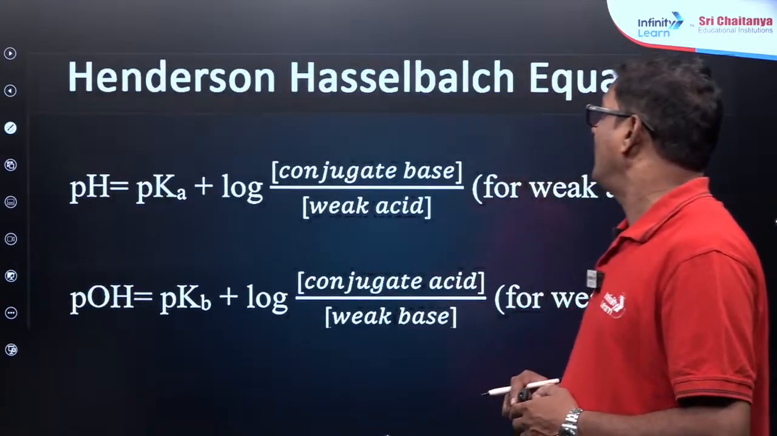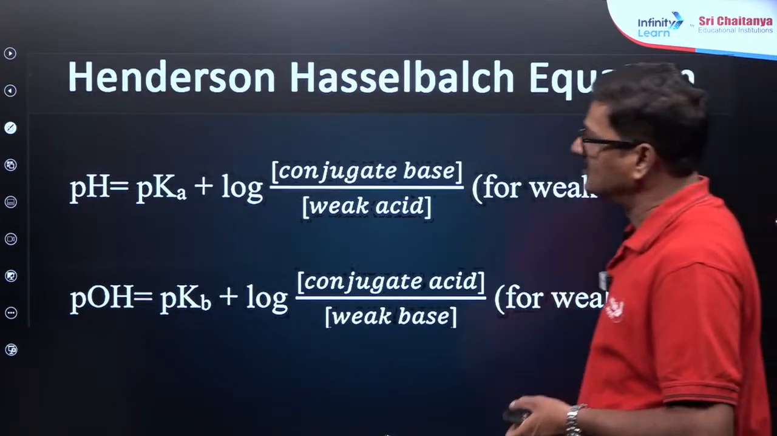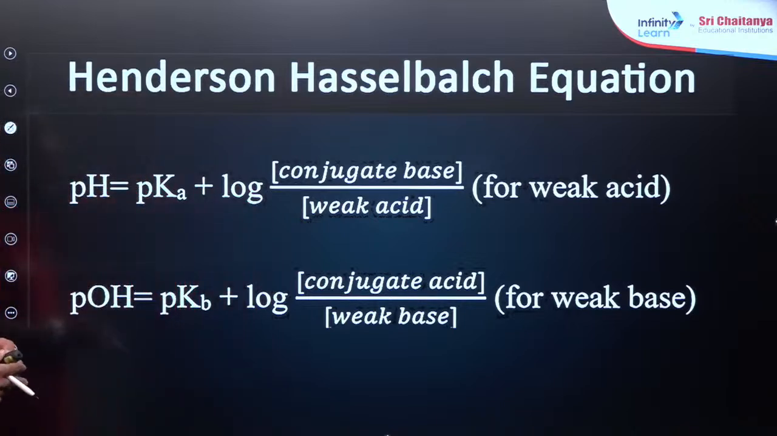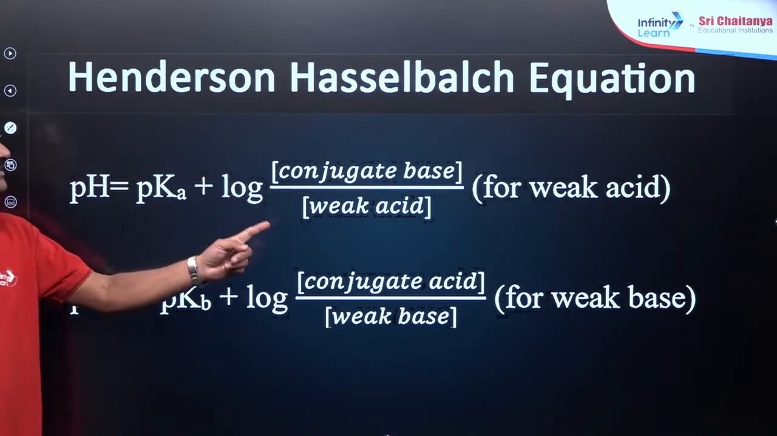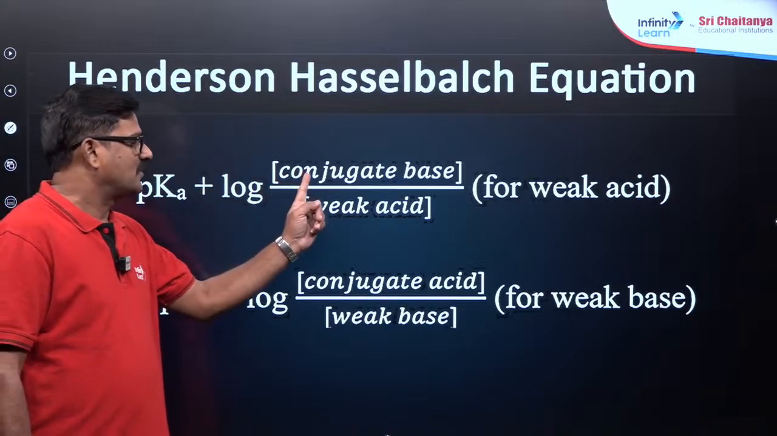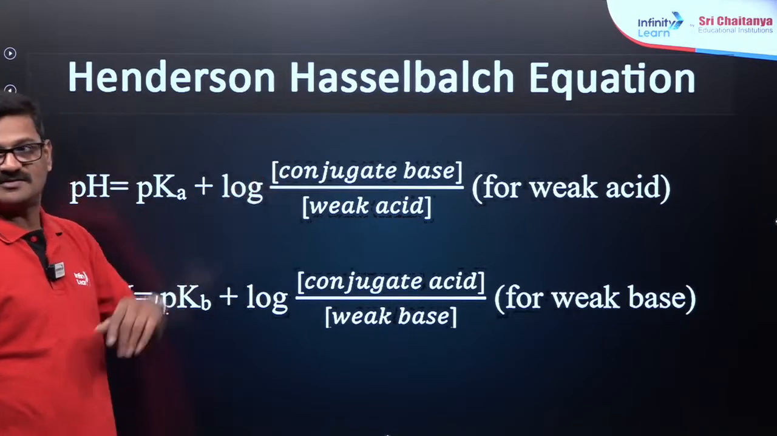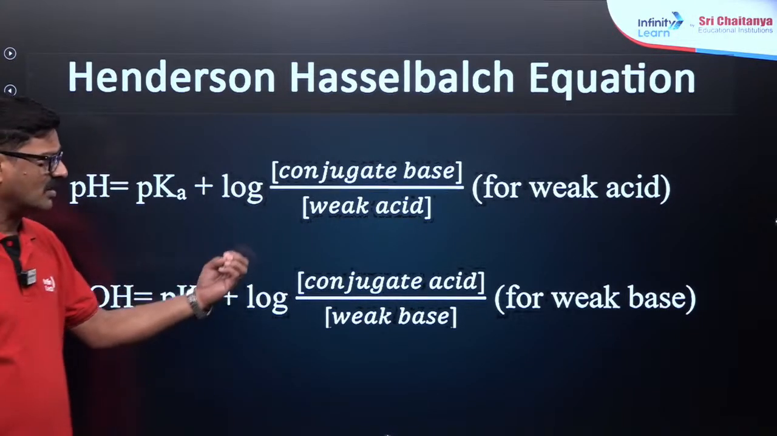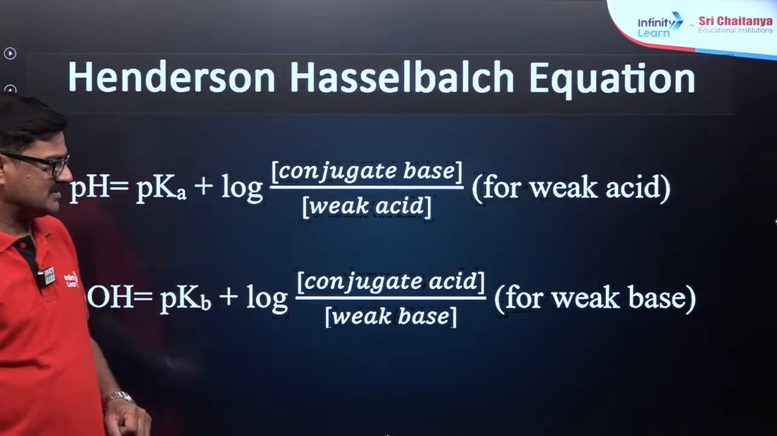And you also have the Henderson-Hasselbalch equation, which is used to calculate the pH of a buffer. pH of a buffer is equal to pKa plus log of conjugate base concentration by weak acid concentration, so base by acid concentration. Similarly, pOH is equal to pKb plus log acid by base concentration. This can be used for the base.